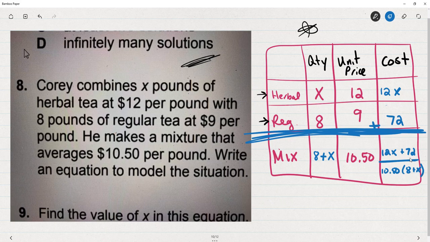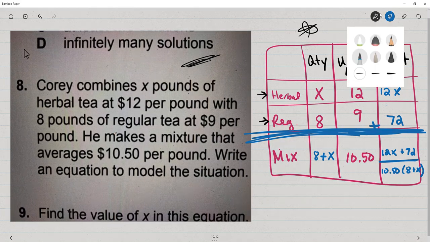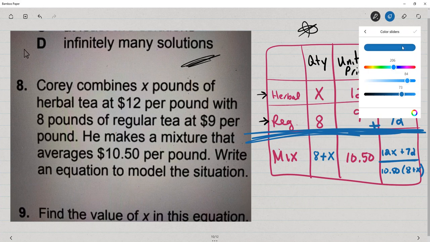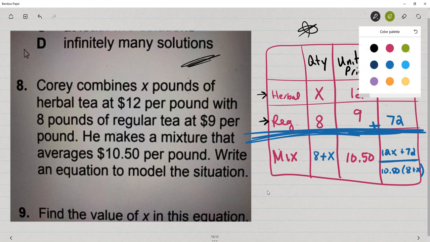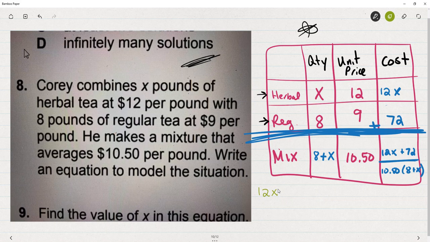So what I have now is my equation ready to go, because I've got 12x plus 72 is equivalent to 10.50 times (8 plus x). So, write an equation to model the situation.